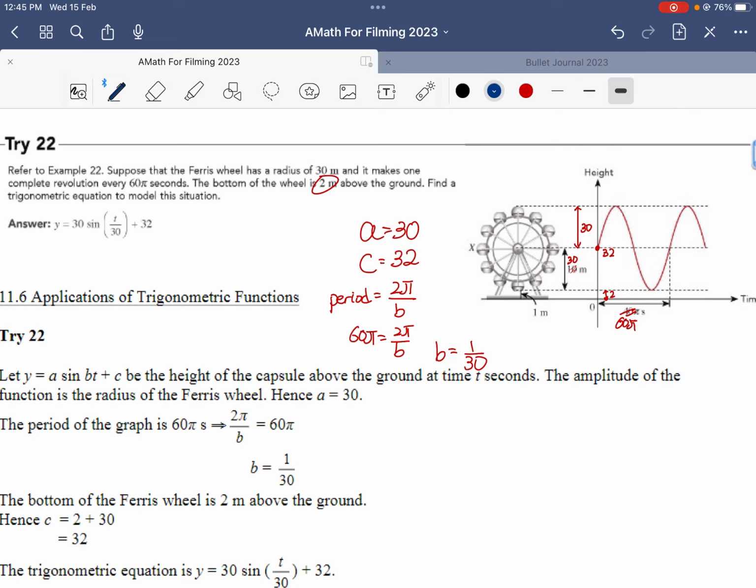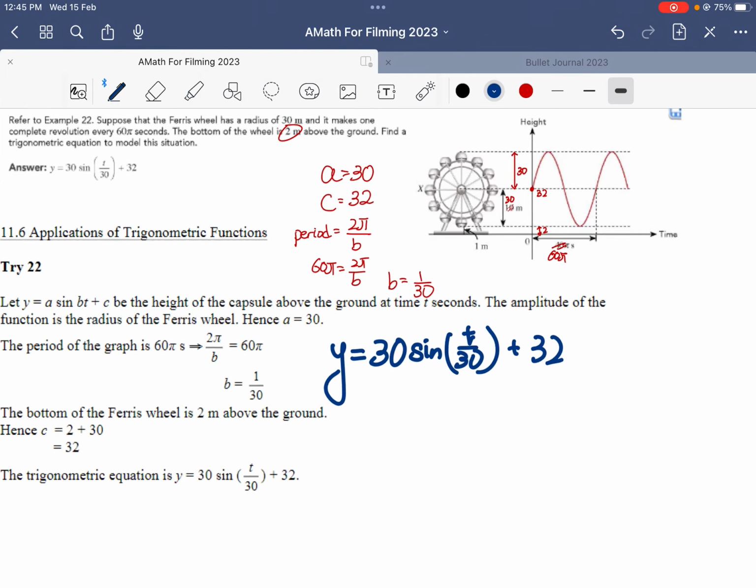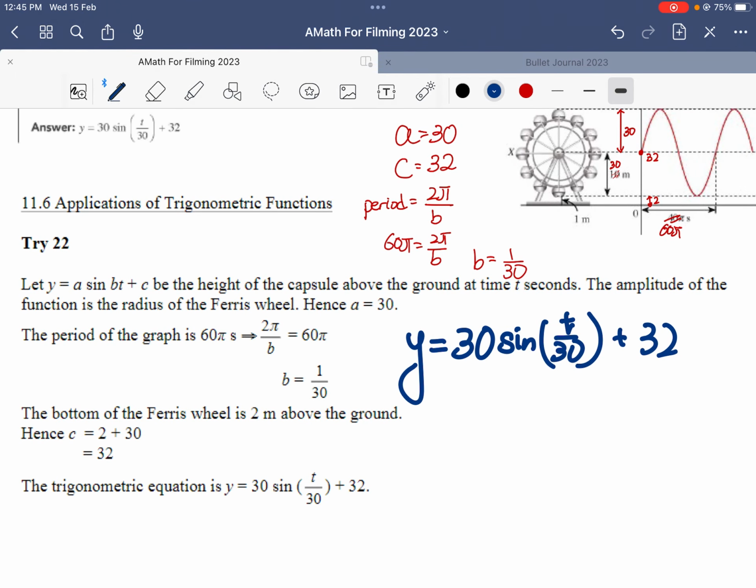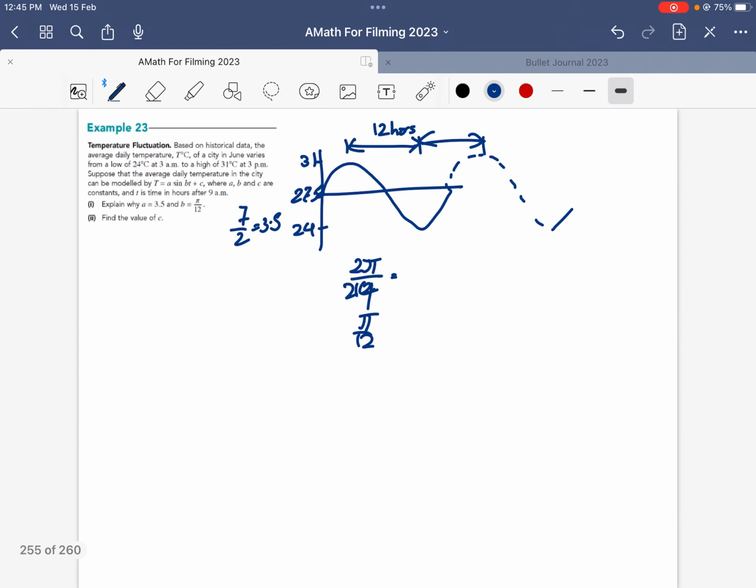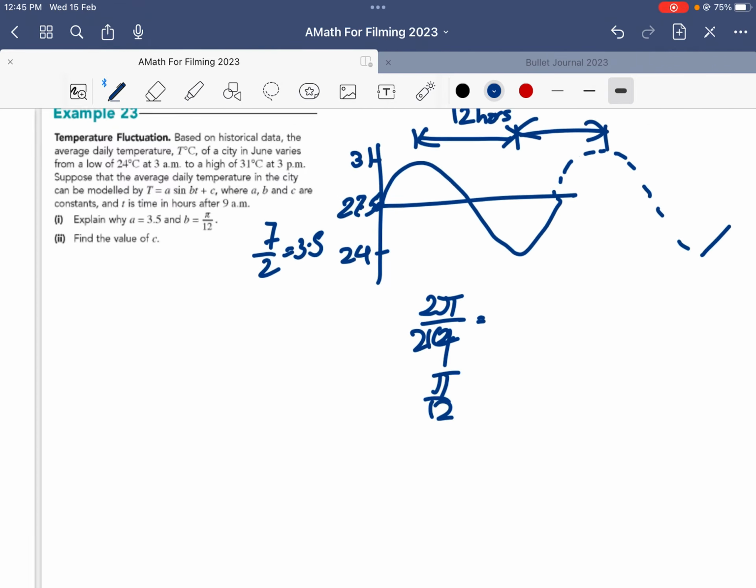Hence, if I put everything together, y is equal to 30. Let me just erase this. Sine of bt, so it's 1 over 30 times t, so it's t over 30 plus c, which is 32. If you want to see the explanation that the book actually gives, this is the explanation itself. I will now move on to example 23.